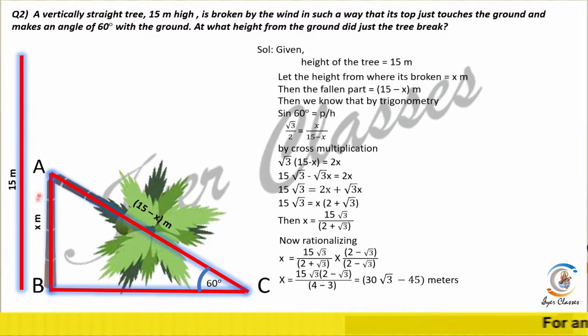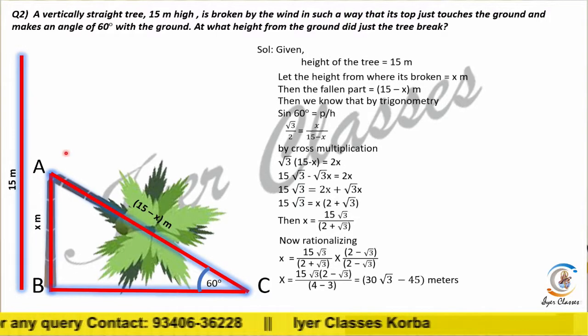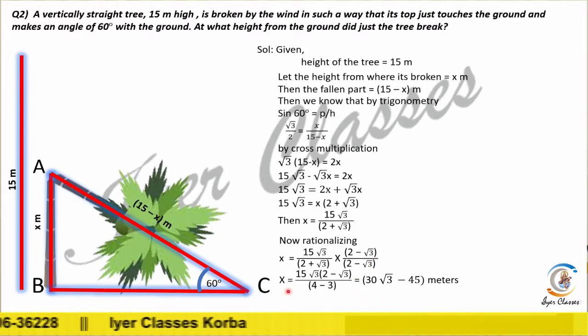So the height of the tree, which is from the ground to the part where it is broken, is equal to 30 root 3 minus 45 meters. Got it?